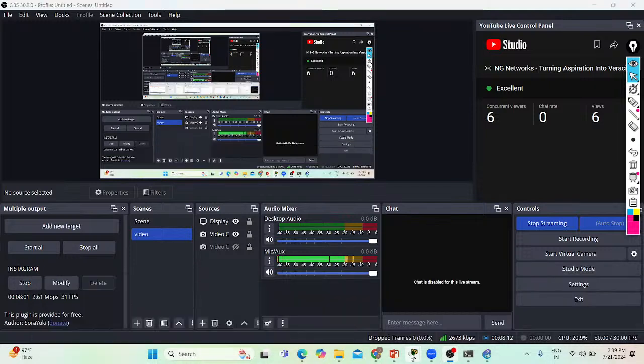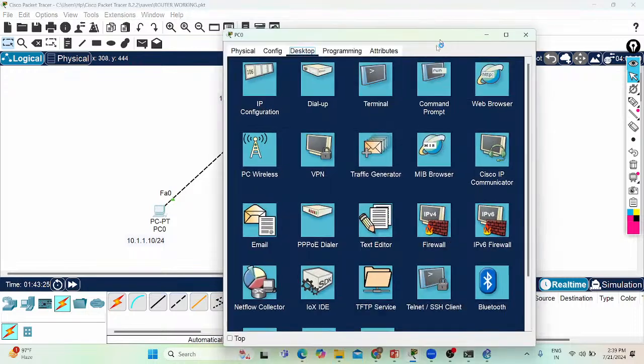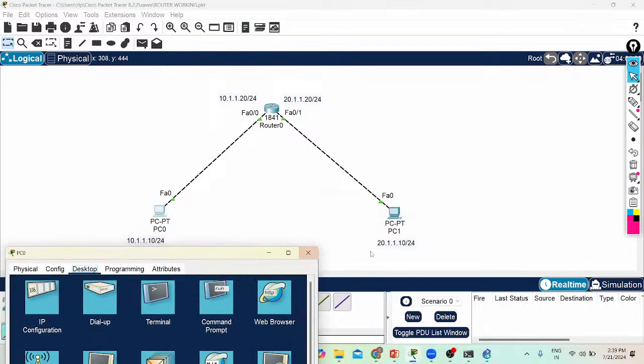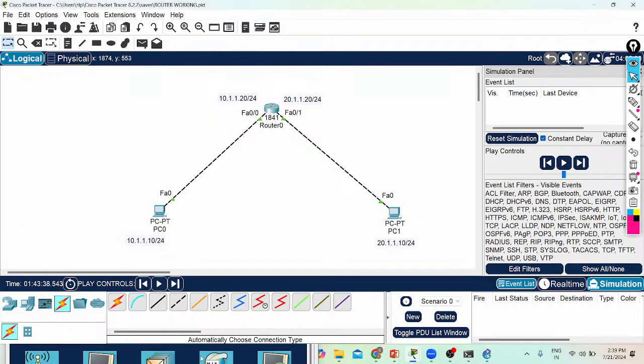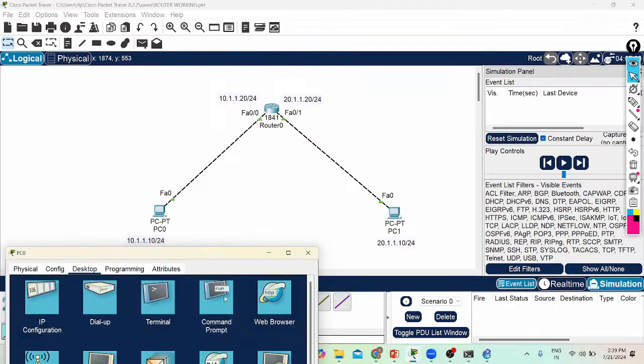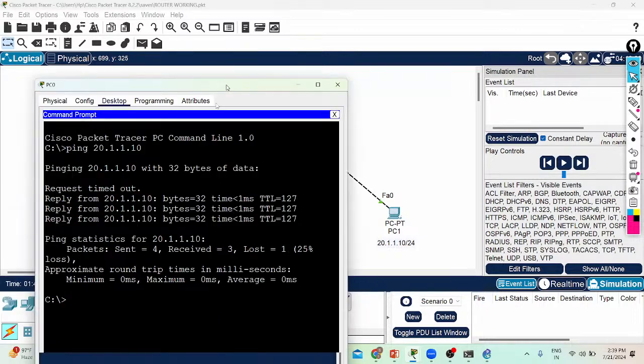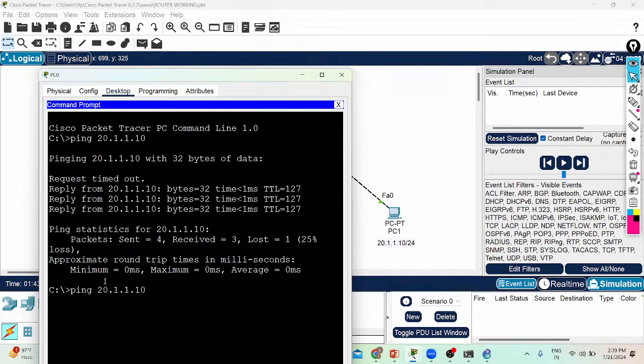Let me show you how the router functions in a practical scenario. This is a topology. Here, what we'll do, we will just ping the packet. We will just ping from source to destination, and let us check how the packet is traveling. Just go to desktop, go to command prompt, and then try to ping the network. That is my destination.